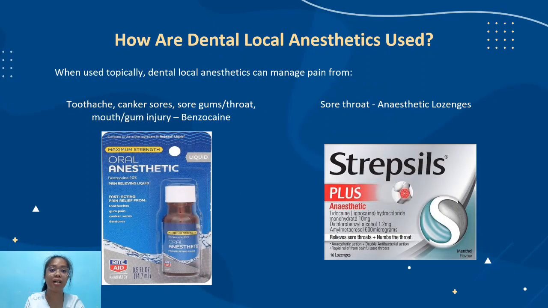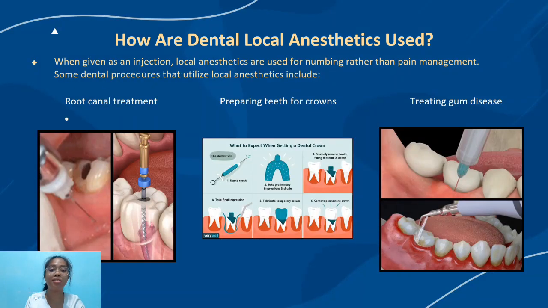How are dental local anesthetics used? When used topically, dental local anesthetics can manage pain from toothache, canker sores, sore gums or throat, and mouth or gum injury, where benzocaine can be applied to the mouth or gums to numb nerve endings. If you have a sore throat, just dissolve one lozenge slowly in the mouth every 2 hours as required. When given as an injection, local anesthetics are used for numbing rather than pain management.